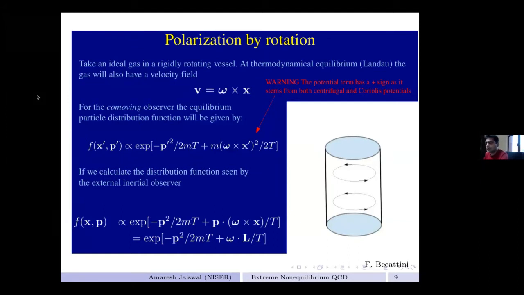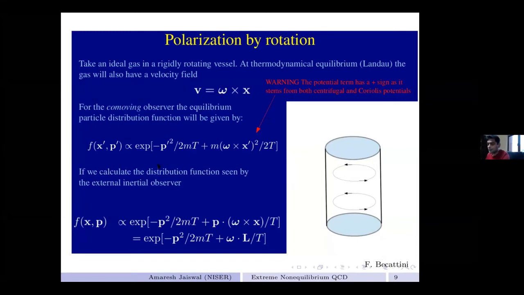We can look at polarization by rotation. One can take an ideal gas in a rigidly rotating vessel. The vessel is rigidly rotating, however the gas is not rigid in the sense that there is a profile to the rotation. Now at thermodynamic equilibrium, the gas will also have a velocity field. If a global equilibrium is achieved, then the gas will have a global vorticity, so that it will have a velocity field. So v due to rotation can be obtained by v equal to omega cross x.